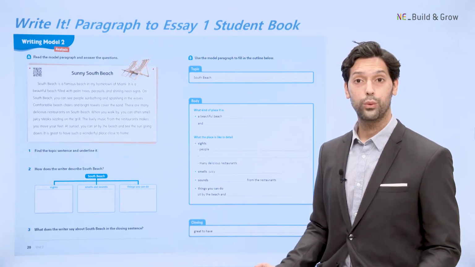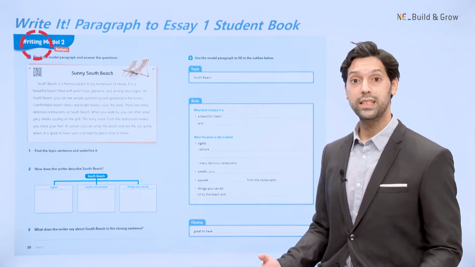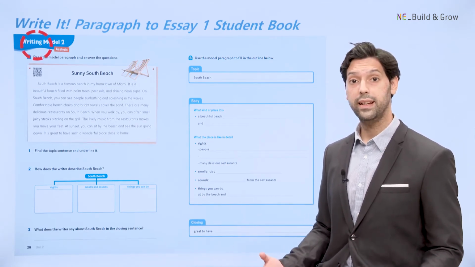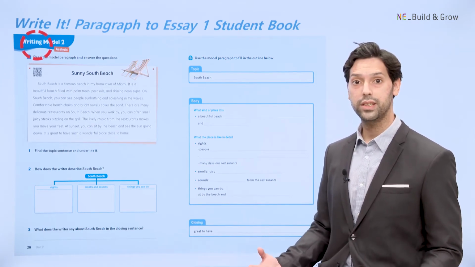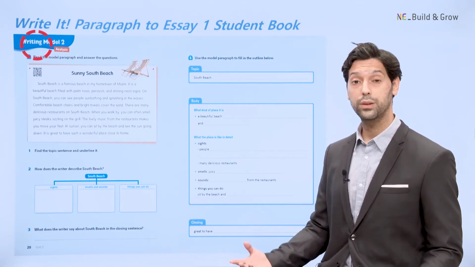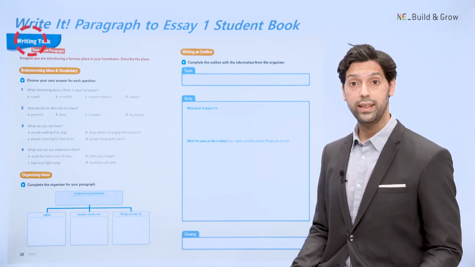Step 5. Writing Model 2. In the Writing Model 2 section, students analyze a second model text using the graphic organizer and outline. With these activities, students will develop a better understanding of what details to include in their writing and how to organize them. Step 6. Writing Task.